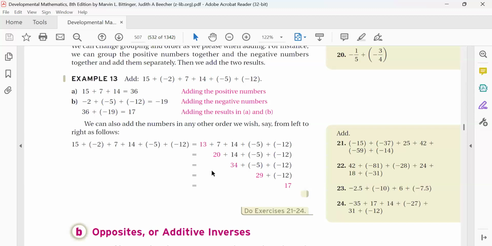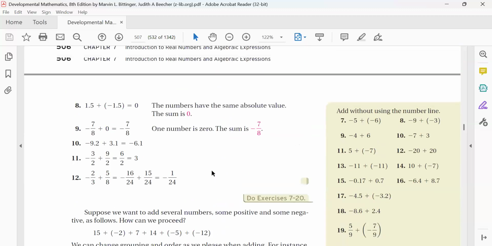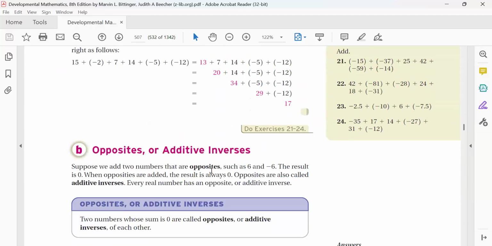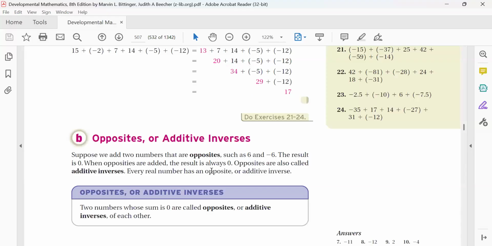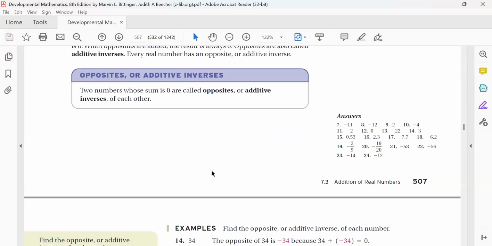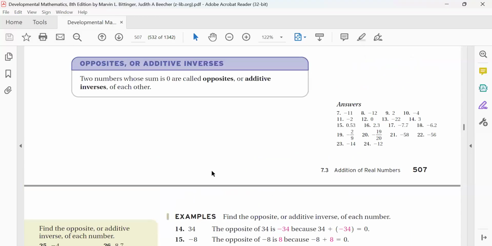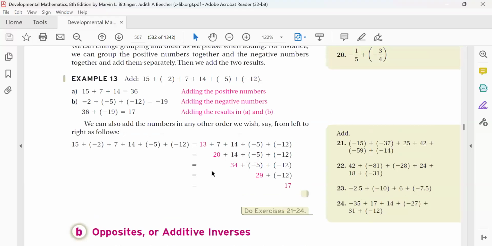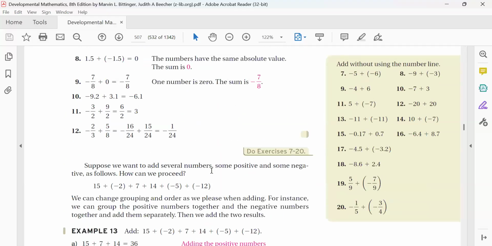Of course, the other things are very important also. On the same page, which is 507, questions number 21, 22, 23, 24. And now these are the same rules, which is opposite or additive inverse. We are going to take this later on, but let me select some of the examples here, and then we can apply that.